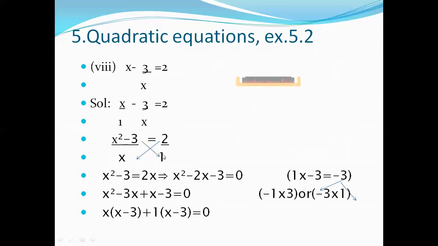Now again you cross multiply. x square minus 3 into 1 is x square minus 3. Then 2 into x is 2x. Now bring 2x to the left hand side of equal to. Then x square minus 2x minus 3 equals to 0.